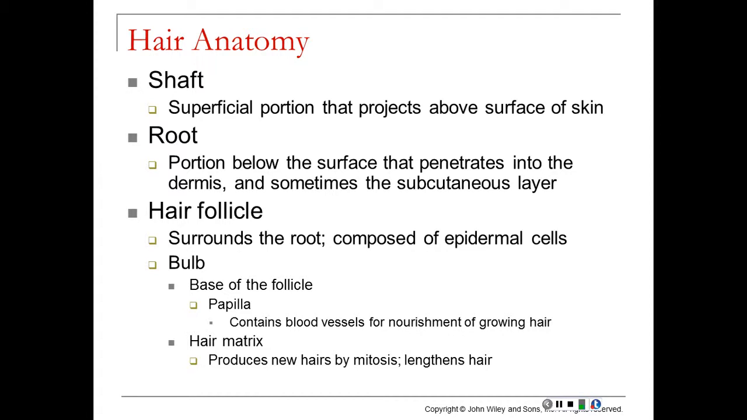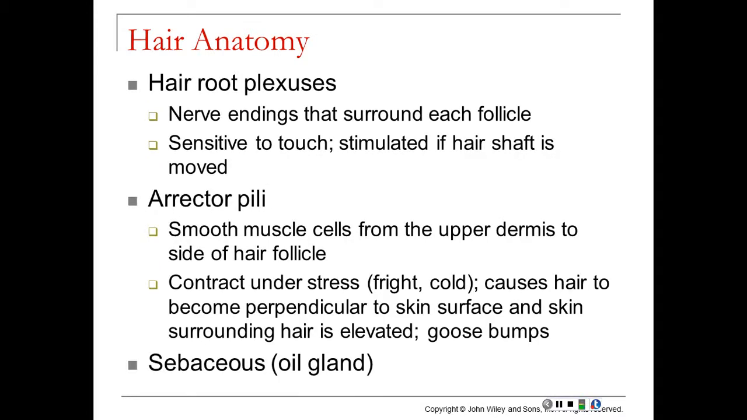There's also a hair matrix, which is where new hairs are produced through mitosis, allowing for hair to grow and lengthen over time. There's a root hair plexus, which is a special nerve ending that goes around every follicle. This is going to be stimulated when the hairs are moved or disturbed in any way. This is why even if your eyes are closed, you can feel if somebody walked next to you, or you can feel a breeze because those little hairs on your arms are moving, activating the root hair plexus.